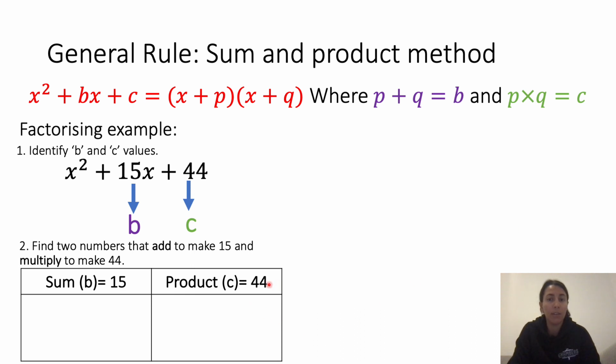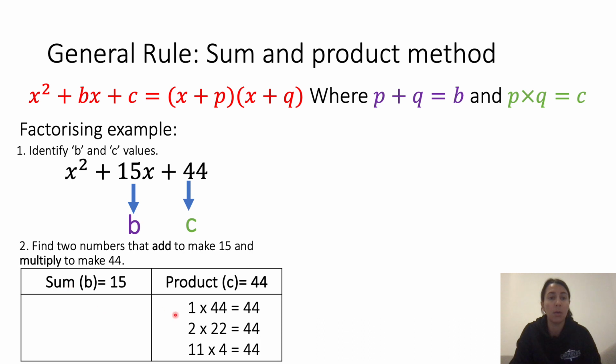So I've got to think of all the different ways that I can make 44 using multiplication. These are the 3 ways that I came up with: 1 times 44, 2 times 22, and 11 times 4. All 3 of those equal 44. So at the moment, all 3 of those tick this first criteria. Now we need to check the sum criteria.